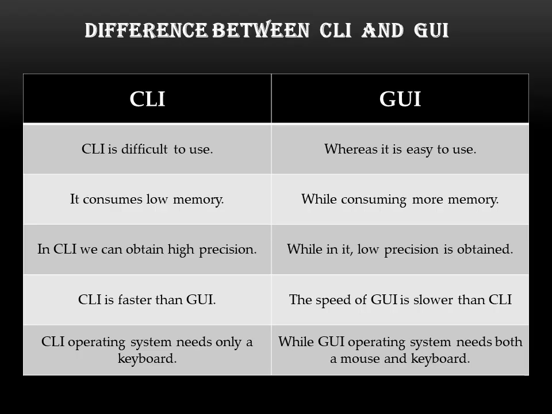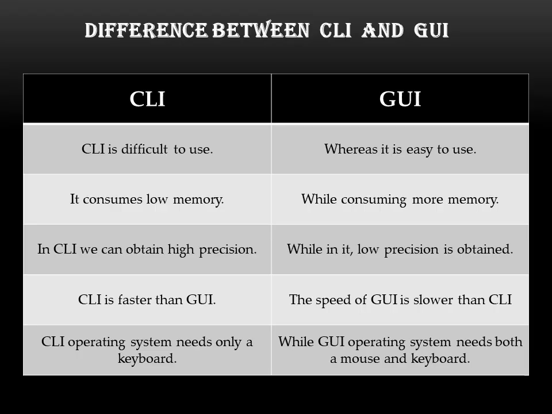CLI is generally difficult to use because it requires typing commands. GUI is easy to use with windows, icons and menus that anyone can click. CLI consumes very low memory since it's text-based. GUI uses more memory because it has graphics and animations.